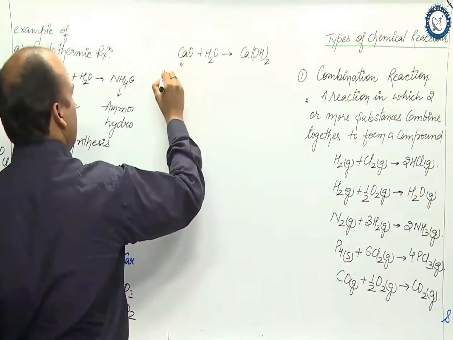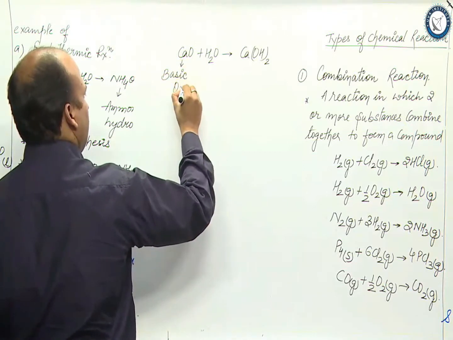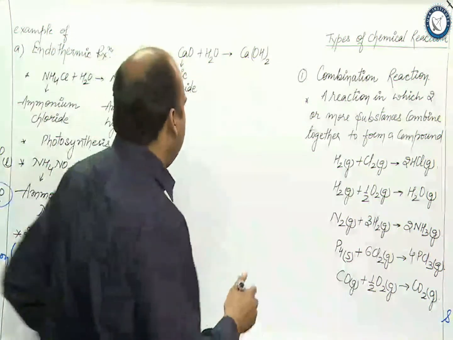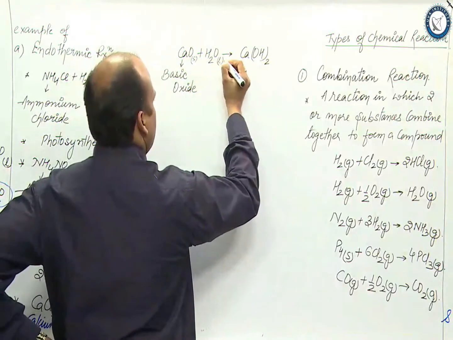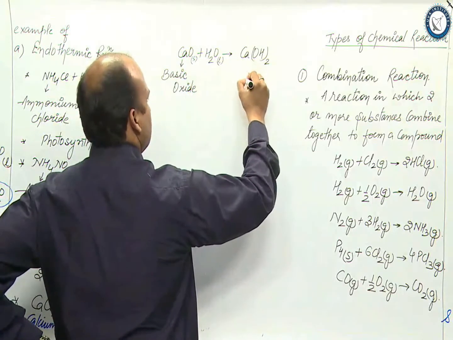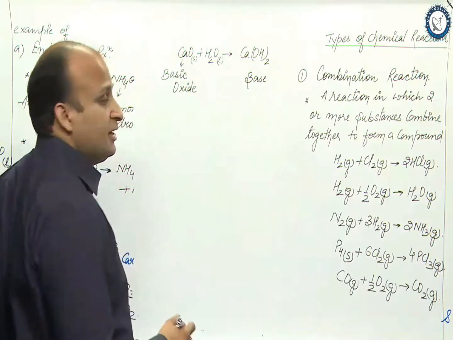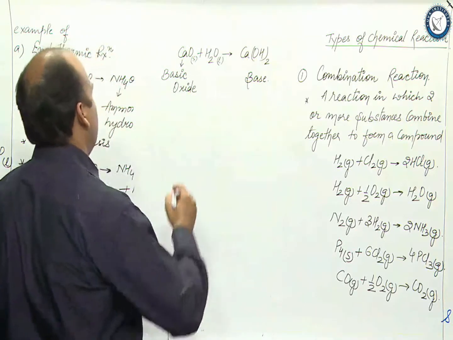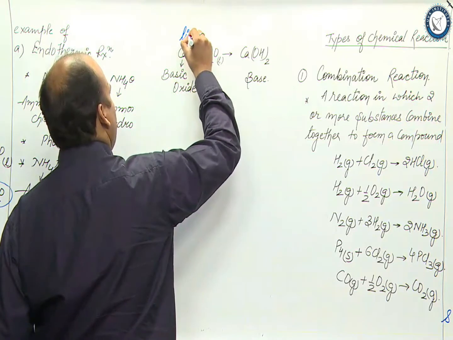This is a basic oxide. When you add water to a basic oxide, it forms a base. ठीक है बेटा, इसमें ना common names are very important. They will be asking you common names, so you need to remember. This is lime.